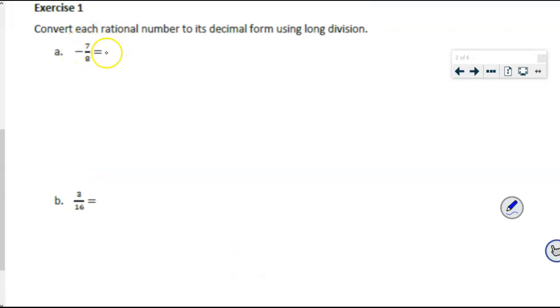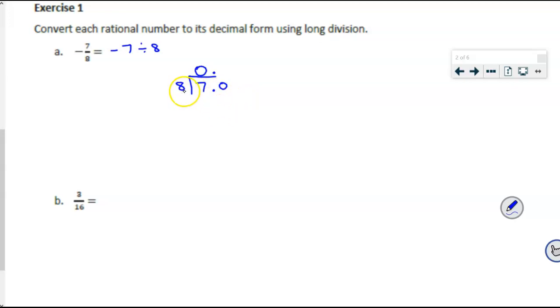This -7/8, what that really means is -7 divided by 8. So I'll be setting that up asking how many times can 8 go into 7? And again, I am recognizing 7/8 is less than 1, so it should be less than a whole. Can 8 go into 7? No, so that means I've set it up right. Annex a 0, or bring in that decimal point, annex a 0.